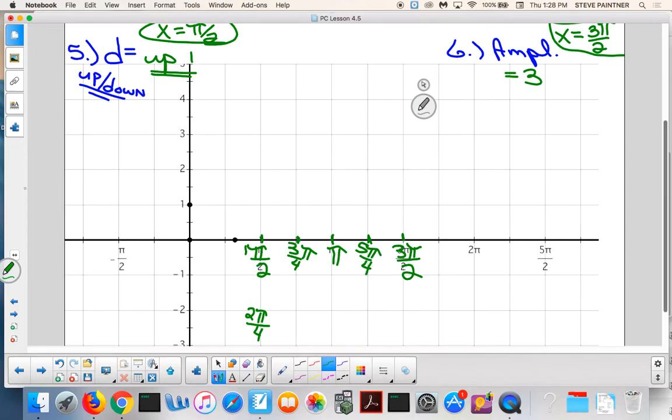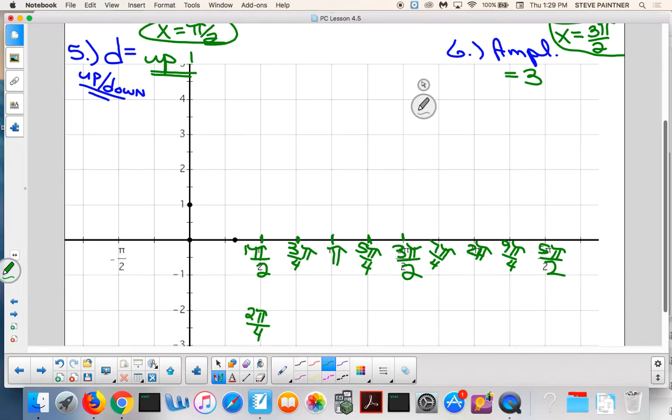Then 6/4, but 6/4 is exactly the final point, and we did it right. If you end on the final point perfectly, you did it right. What comes after 6/4? 7/4 pi. 8/4, which is 2 pi. 9/4 pi. 10/4, which is 5 pi over 2. I think the book will ask you for 2 full periods. That's why I'm doing that. All you care about is from here to here.